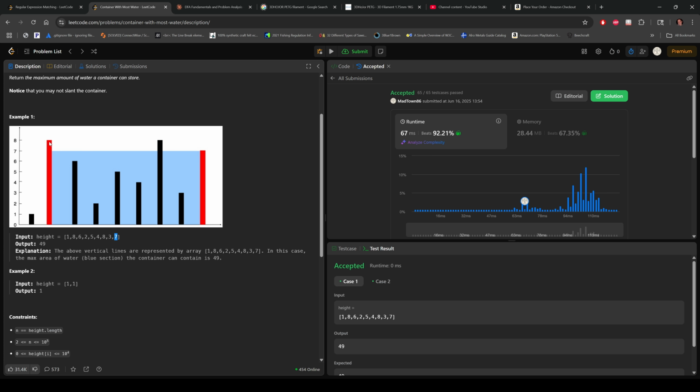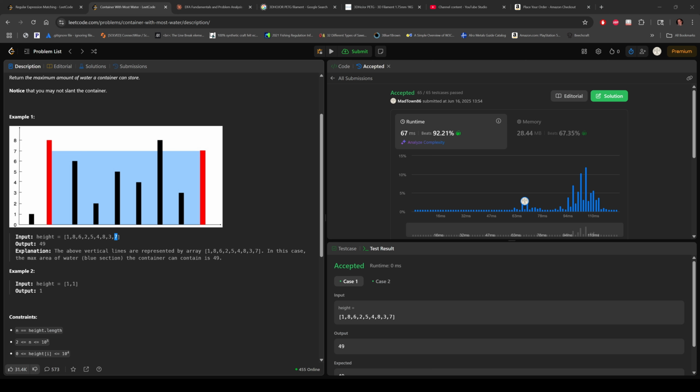In this case, you have a bar graph that has 8. That's how high the wall is. It's at index position 1, and then you have 7 all the way at the last index position. So you take the shorter of the two walls, you multiply it by the distance between the indexes, and there you have the highest area possible in this array.